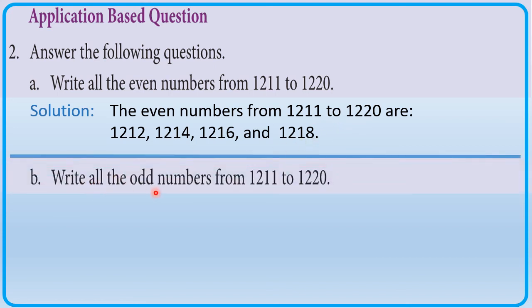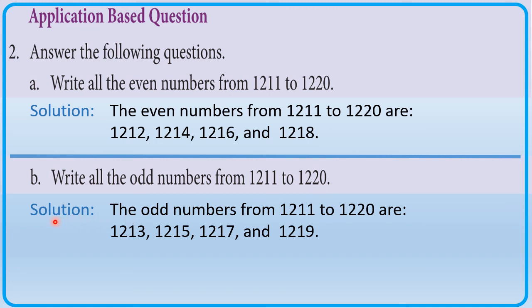B. Write all the odd numbers from 1211 to 1220. Solution. The odd numbers from 1211 to 1220 are 1213, 1215, 1217 and 1219. These are the odd numbers that come between the given two numbers.